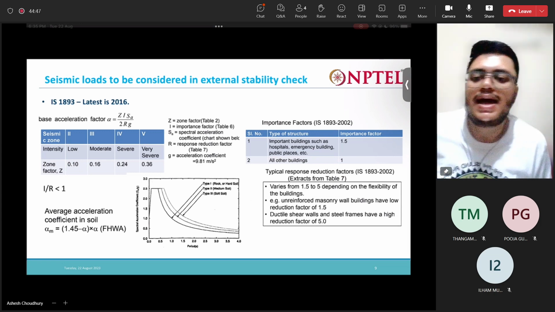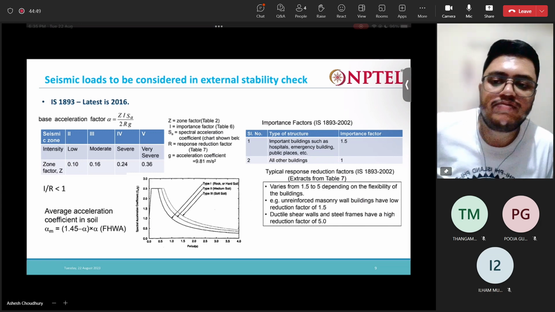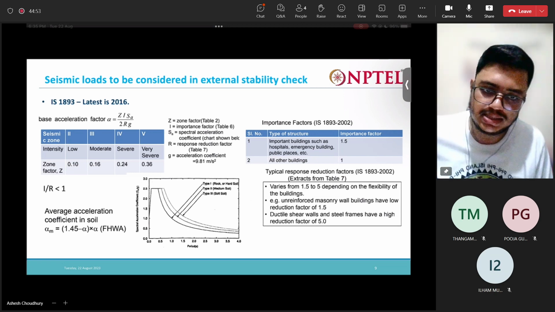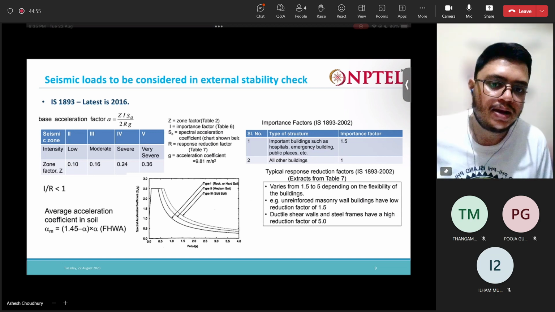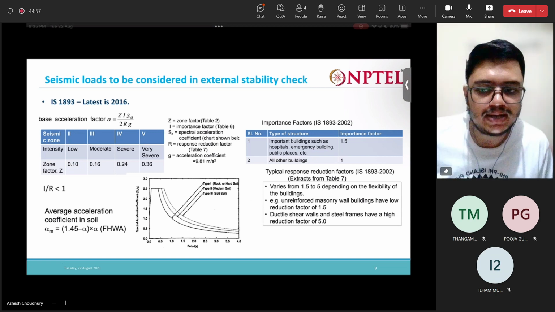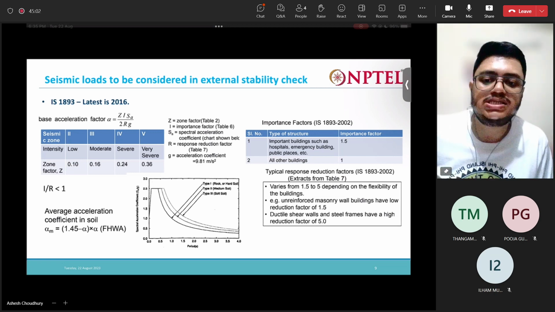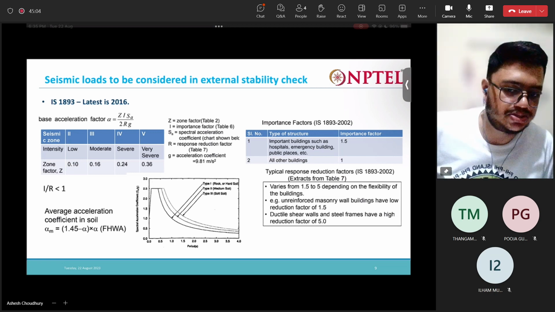All right, that means very severe. And then we have this importance factor. The importance factor is nothing but how important our structure is, and that is also given in the IS 1893. After that, we have SA by G, which is nothing but the spectral acceleration.